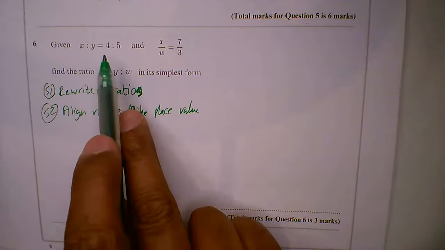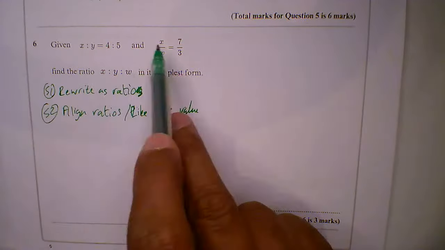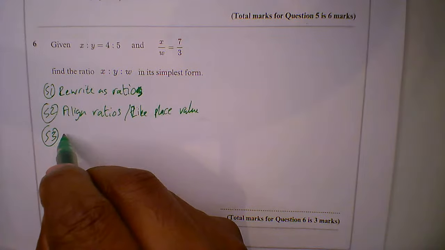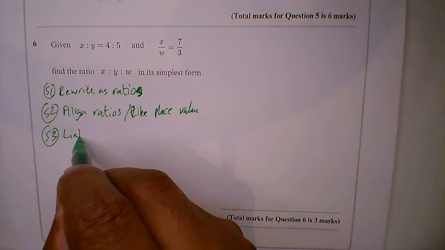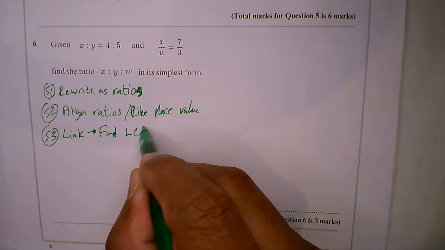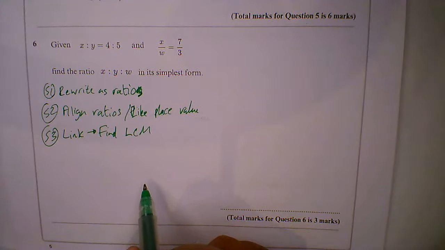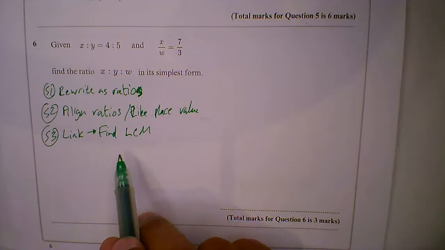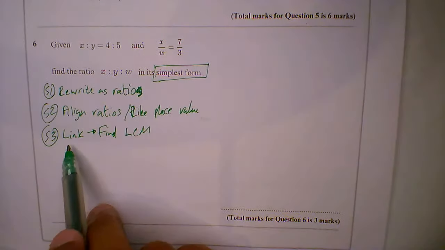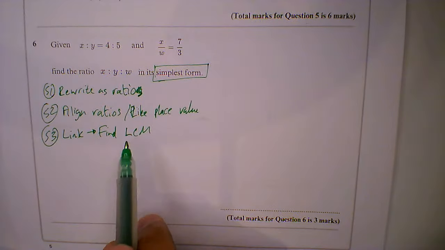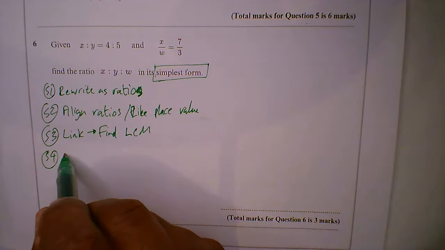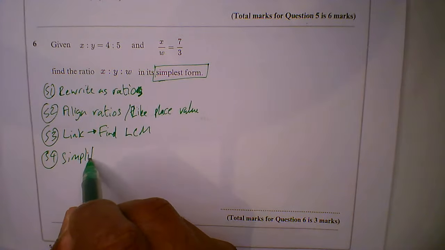And then usually with these things, there will be a link, something will link. And so step 3 is where they link, find the LCM, lowest common multiple. All right, I think that's it. And then from there, once we find the link, find the LCM, and then we will simplify, step 4. Simplest form, simplify. So let's do this.